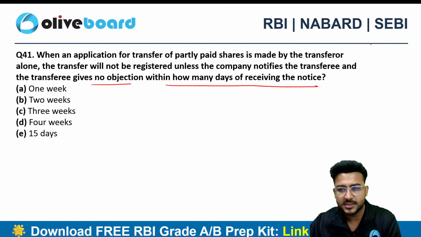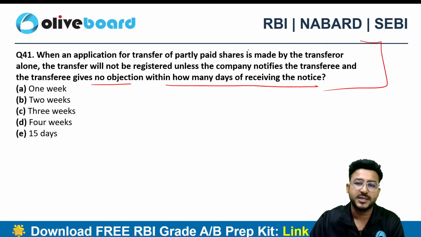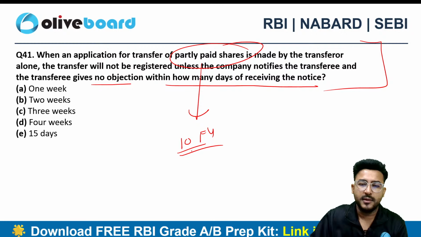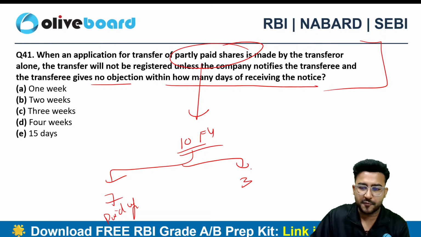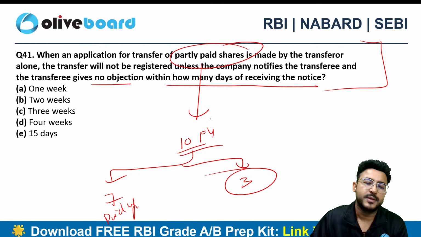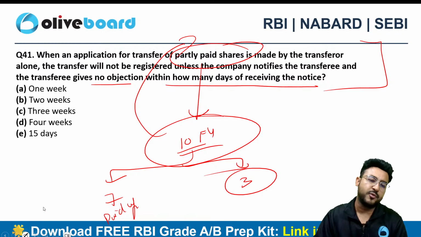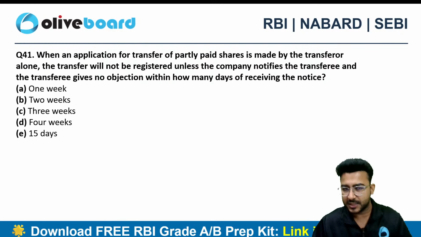ये एकदम deep provision से पूछ लिया गया है. What are partly paid up shares? Let's suppose the face value of the share is 10 rupee and I have only paid as of now 7 rupee. So 7 rupee is the paid up. This as of now is not paid up. So I can say this share is partly paid up. I have received only 7 rupee out of the 10. So this is a partly paid up share.